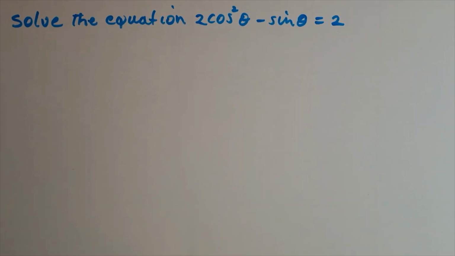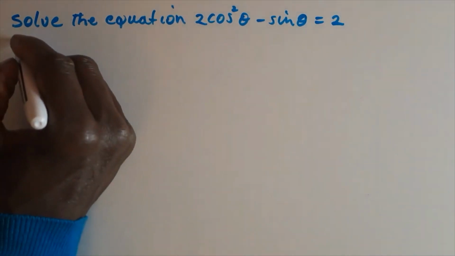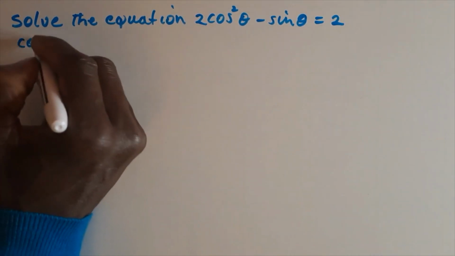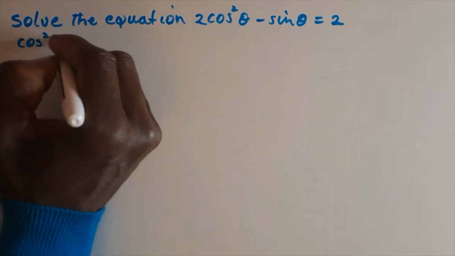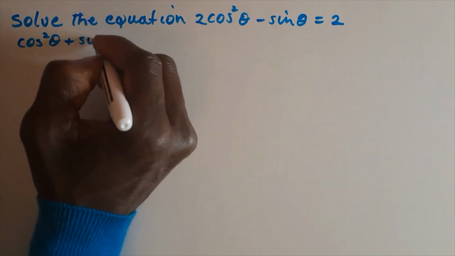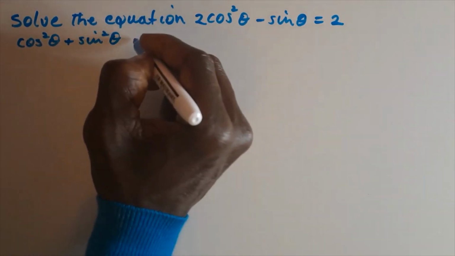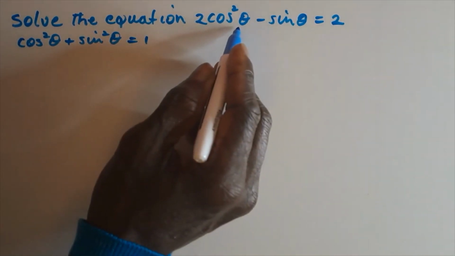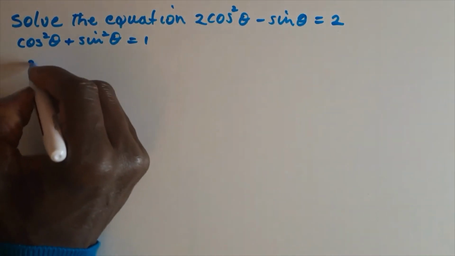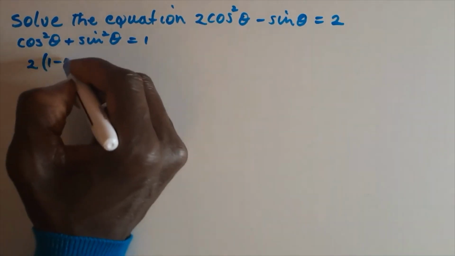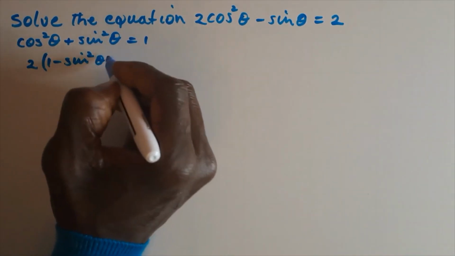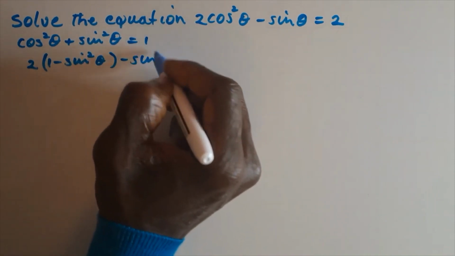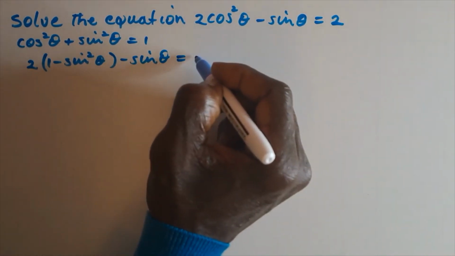Hello. Solve the equation 2 cos squared theta minus sine theta is equal to 2. We'll use the identity cosine squared theta plus sine squared theta is equal to 1. And with that, we can substitute for cosine squared theta here. So we'll have 2 brackets 1 minus sine squared theta, minus sine theta, and this is equal to 2.